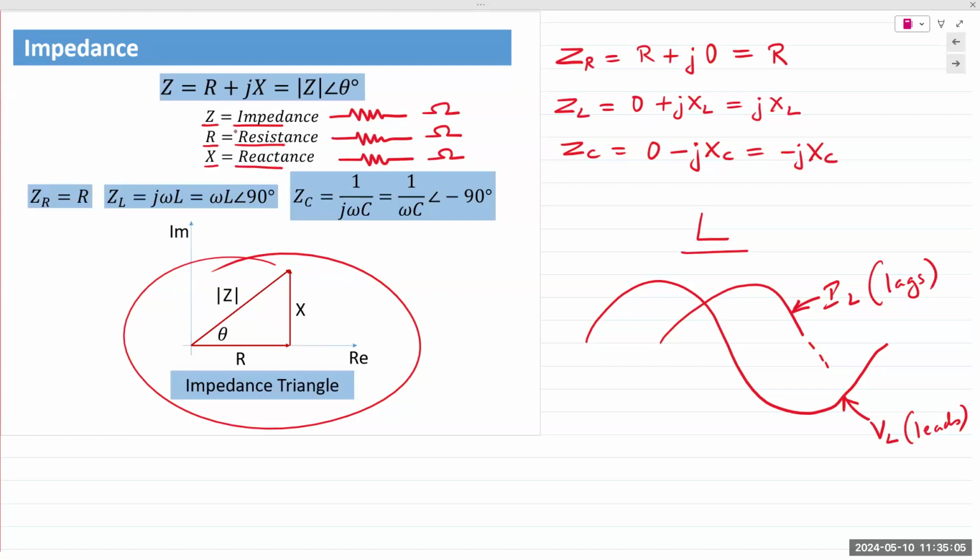by 90 degrees. So if you do theta VL minus theta IL, the phase angle for the inductor voltage minus the phase angle for the inductor current will always be plus 90. Always, always, always. The size of the inductor doesn't matter. The value of the inductor, or the value of the voltage or the current, doesn't matter. The voltage and current will always be offset, or out of phase, by 90 degrees.